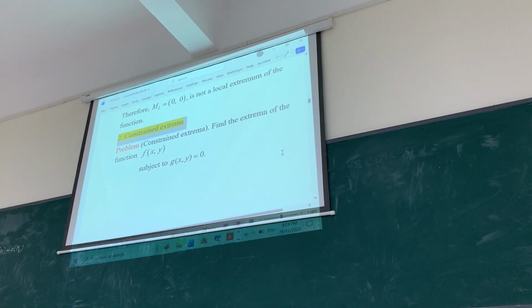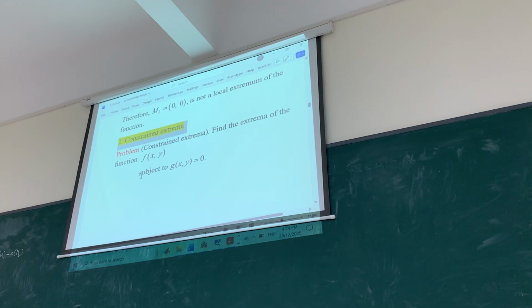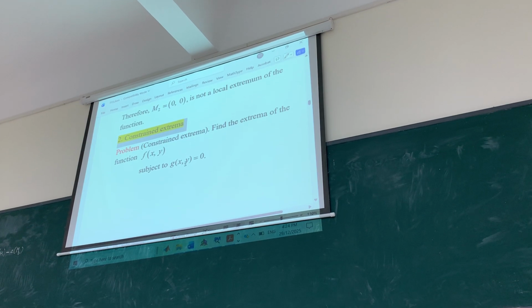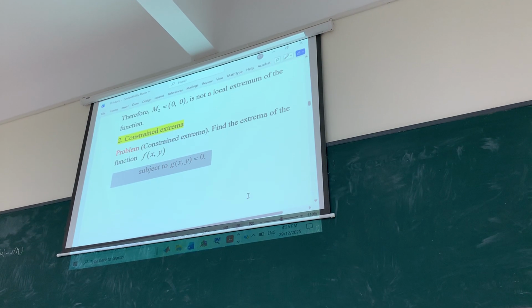Constrained extrema. We have a problem: find extrema of the function f(x, y) subject to the condition z(x, y) = 0. Here we indicate the two-variable function f(x, y) and the constraint function z.